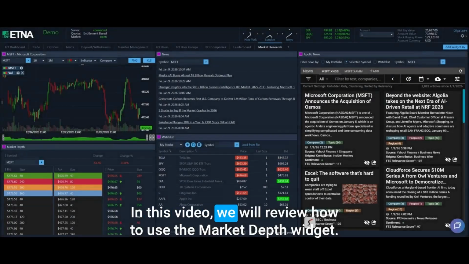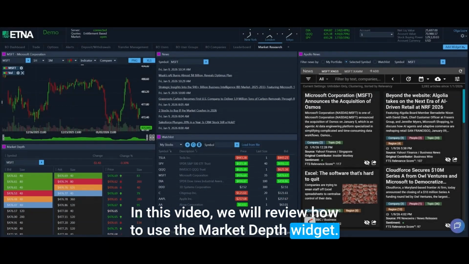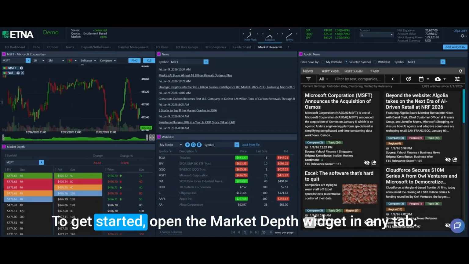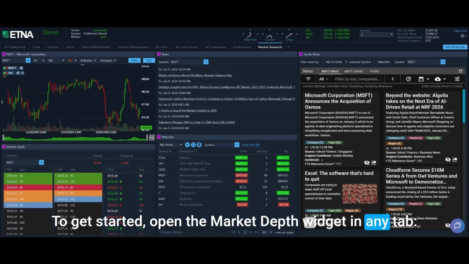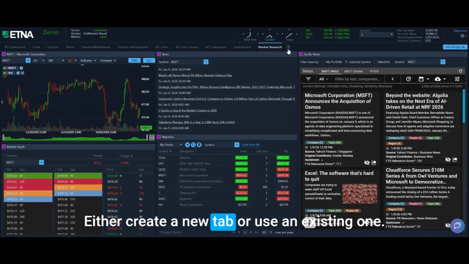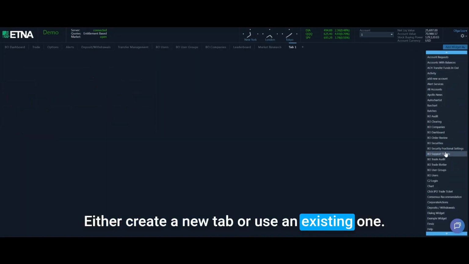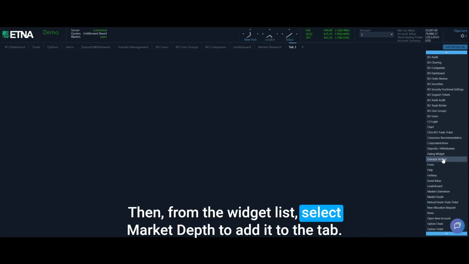In this video, we will review how to use the Market Depth widget. To get started, open the Market Depth widget in any tab. Either create a new tab or use an existing one. Then, from the widget list, select Market Depth to add it to the tab.